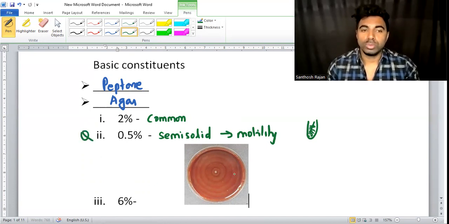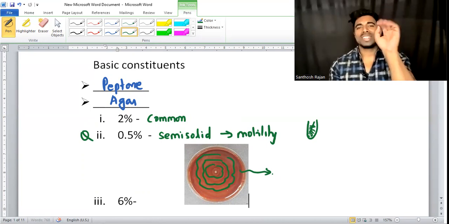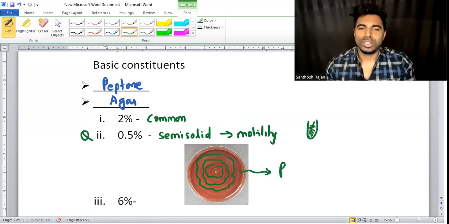Now what about this one? By seeing the picture, what is this? What is this movement? See, it's just spreading around the plate like this. So what is it? Who swarms? Who is that girl who loves to swarm and has a seminal smell? It is your Proteus. Exactly.